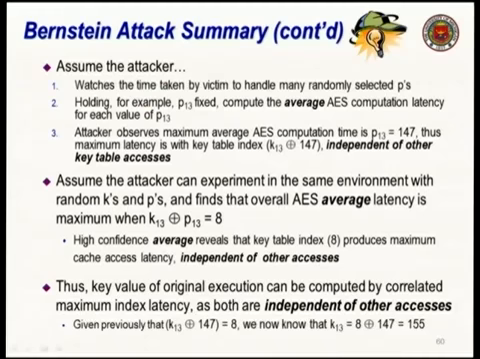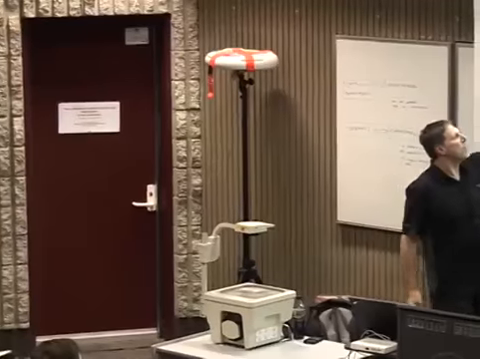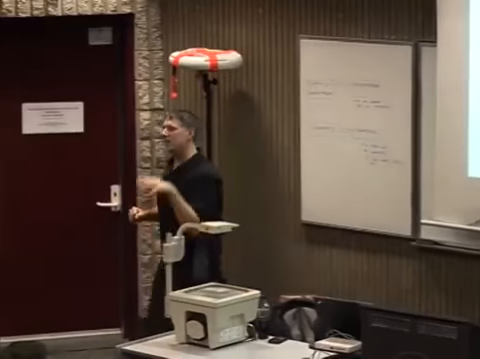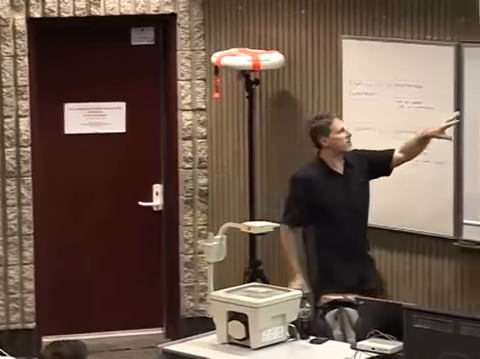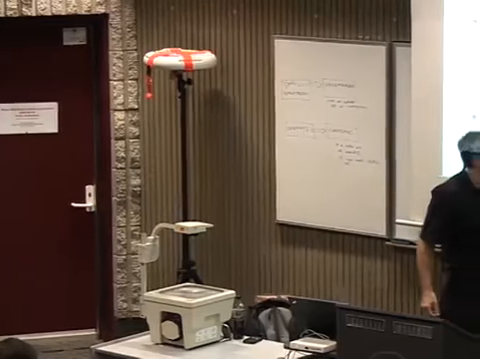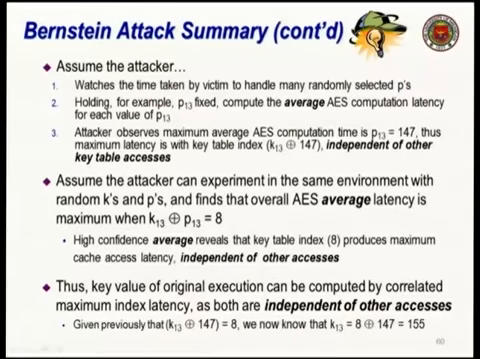Then, on the same exact machine, he fixes the plain text, and on his own machine, he varies the key, leaving the plain text fixed. As he varies the key, he looks to see, for what key value do I get the maximum latency? If he knows the maximum latency is for a particular key value of this, and he knows that XOR is 8, he can then work backwards and know that when this value is XORed with this value, that's the maximum latency, that's the key byte.